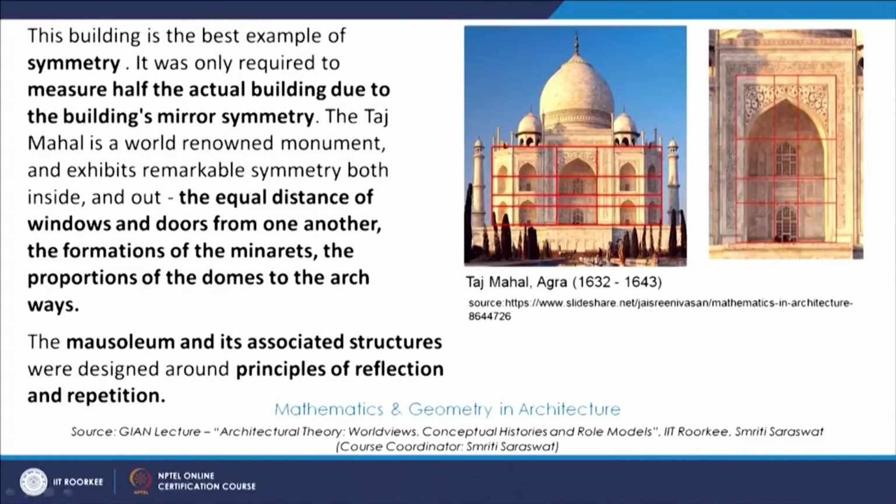The very famous Taj Mahal, if we see here, is known to be a very symmetric building. This building is the best example of symmetry, and the best part was that it was required to measure only half the actual building because the building had a mirror symmetry. The equal distance of the windows and doors from one another, the formations of the minarets, the proportions of the domes to the arch. So there is a system of making in place, there is a profound role of geometry, we see symmetry over here.